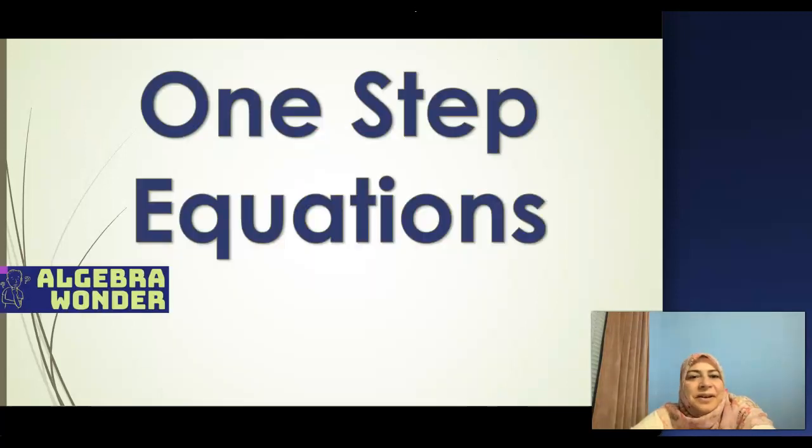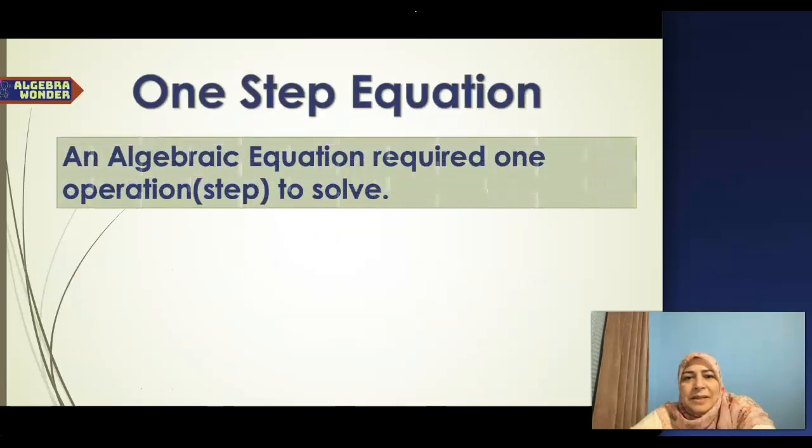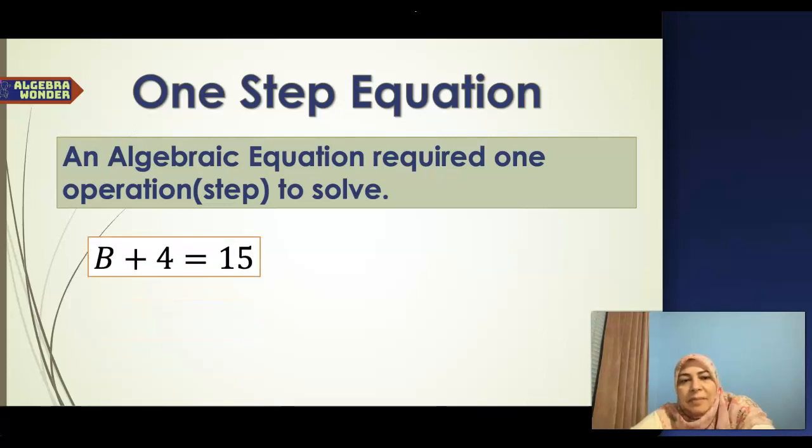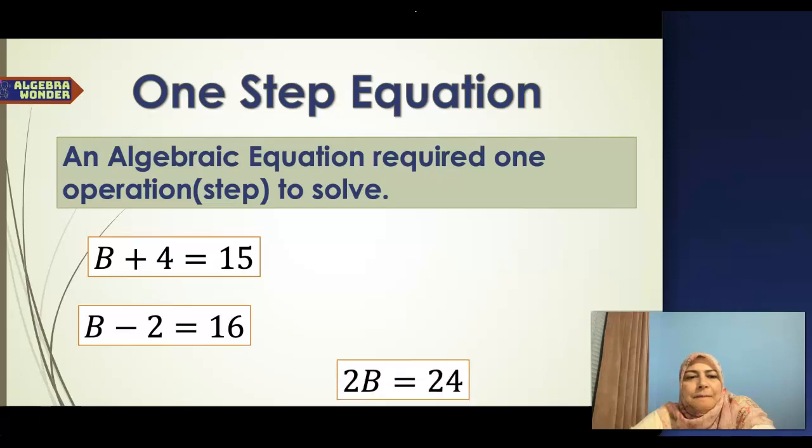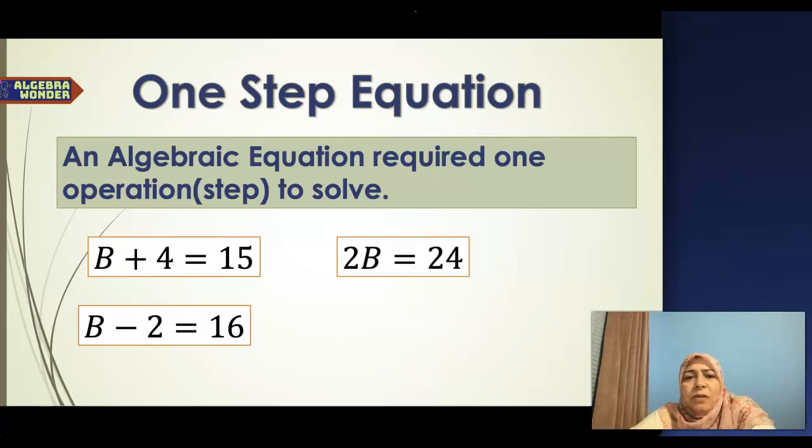In this video, we'll learn about one-step equations. What are one-step equations? A one-step equation is an algebraic equation that requires one operation, or one step, to solve. Here are some examples: b plus 4 equals 15, b minus 2 equals 16, 2b equals 24, b divided by 2 equals 5.